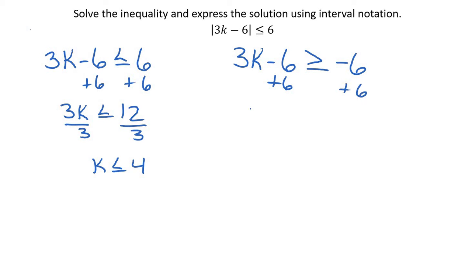So same thing, add 6. So 3k is greater than or equal to 0 in this case. Divide by 3. And k will be greater than or equal to 0. Of course, 0 divided by 3 is just 0.